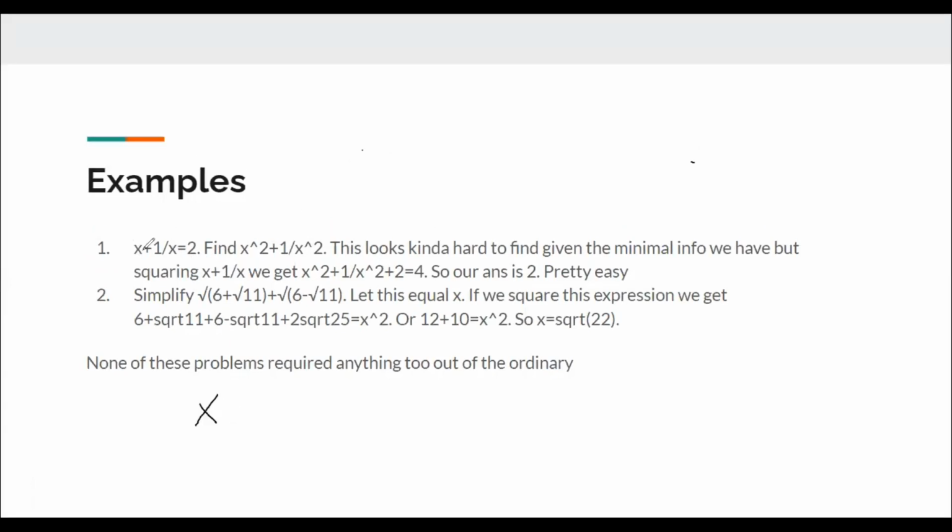If you square x plus 1 over x, you're going to get x squared plus 1 over x squared plus 2ab, right? And 2ab is just going to be x times 1 over x times 2, which is plus 2. This should be equal to 4. So you have your answer. x squared plus 1 over x squared is equal to 2.